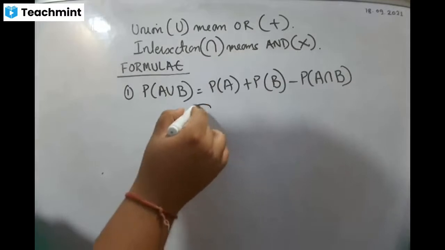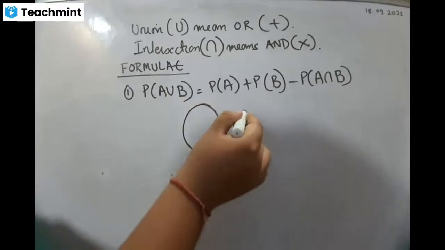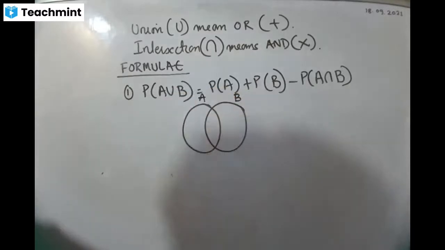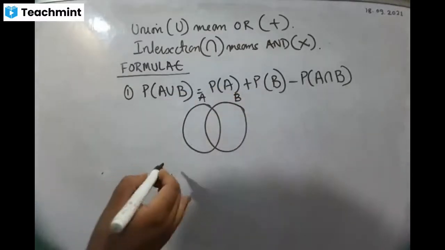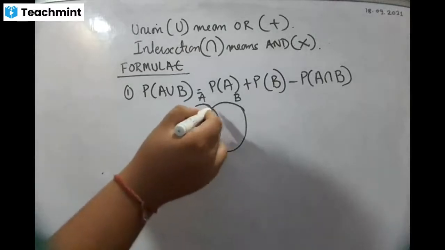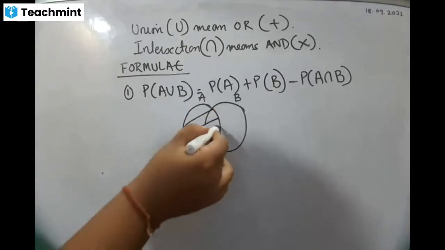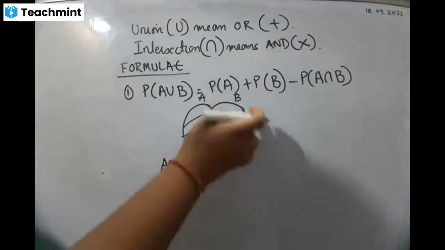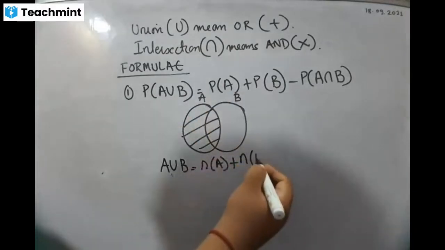Look at the board, everyone. Suppose this is a set A and this is a set B. Got it? So what was A union B? A union B means all the elements of A plus all the elements of B.